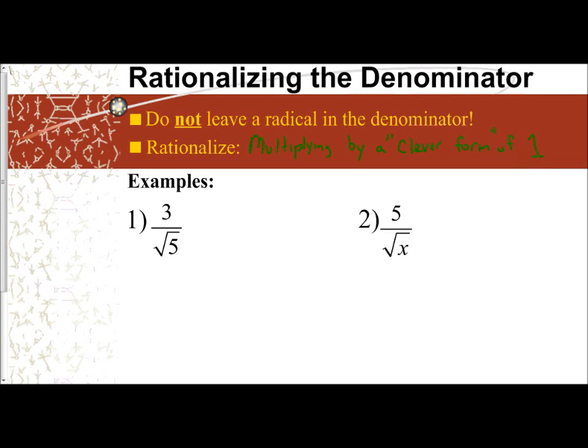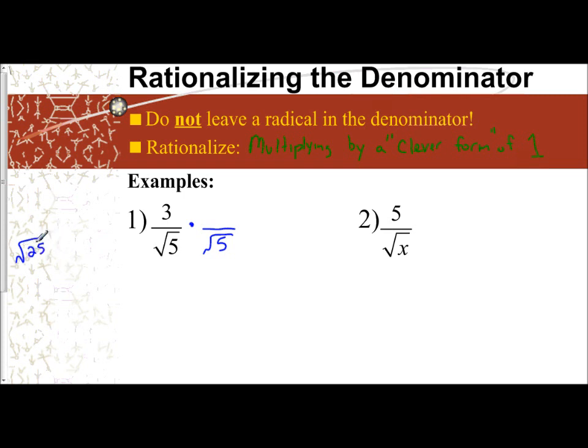So if I have this example, 3 over square root of 5, 3 over radical 5, I'll notice right away I have a radical in the denominator and I can't do that. So that tells me I need to rationalize. The way I'm going to rationalize is to multiply by a clever form of 1. The form of 1 that you use is, how do I get rid of a square root of 5? Well, that's to multiply it by another square root of 5. And the reason why is because the square root of 5 times the square root of 5 is the square root of 25.